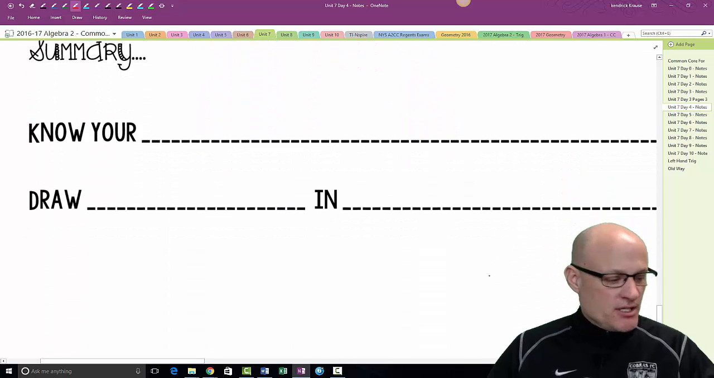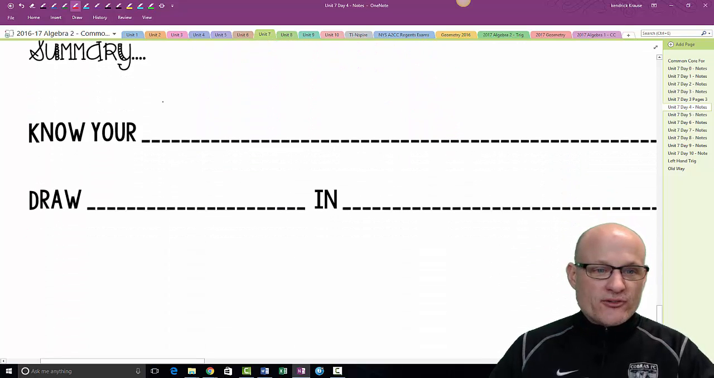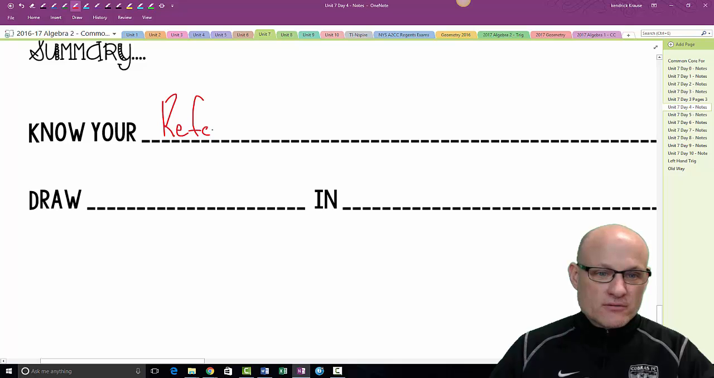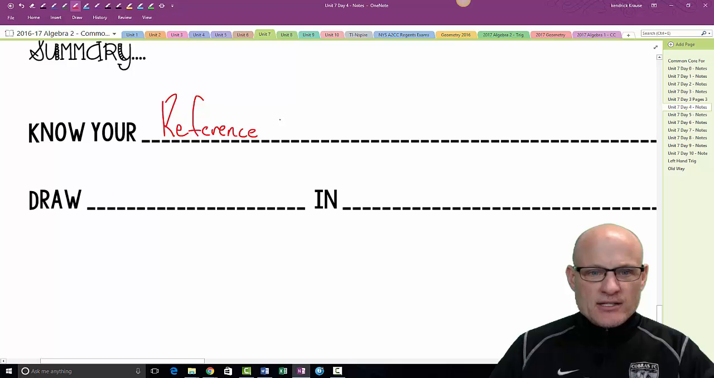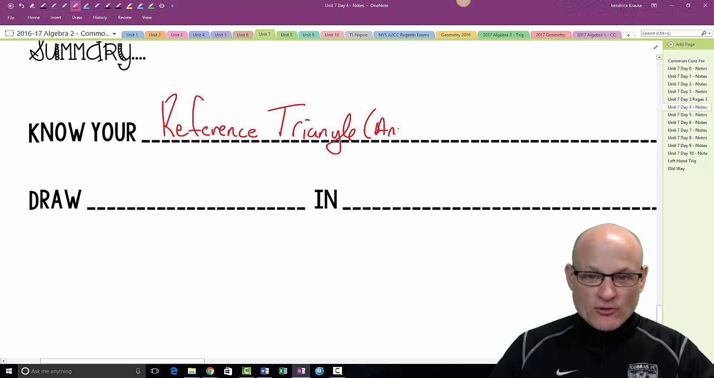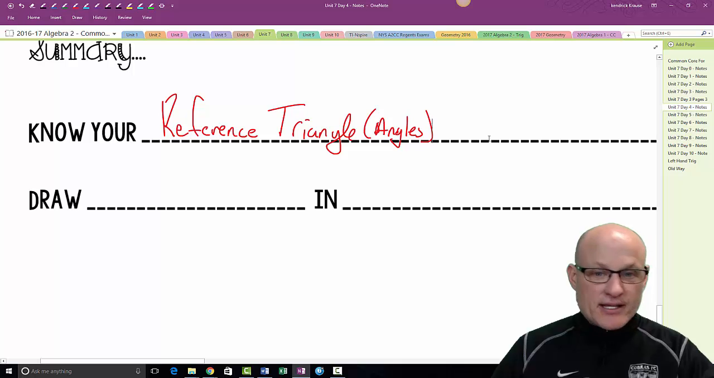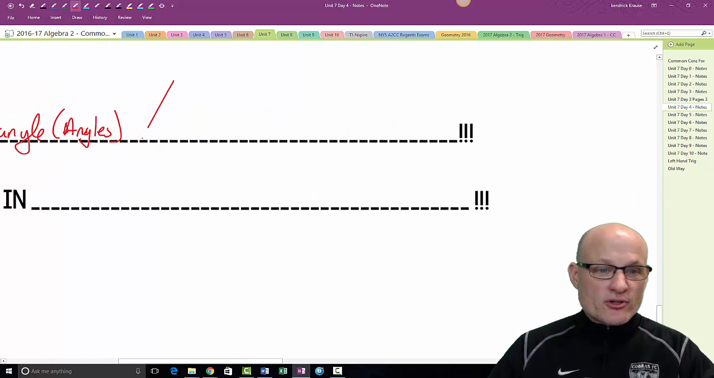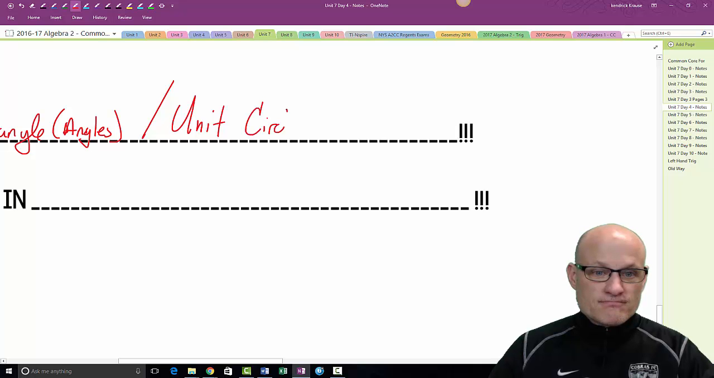What do we got? Know your reference triangles, which of course just means reference angles. Really understand those reference angles. Know where to find those at. You got to know your unit circle. And exact values.